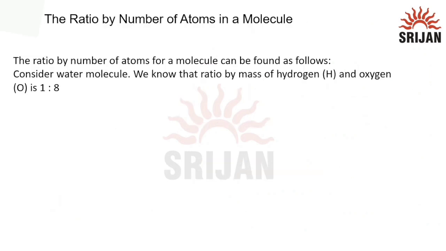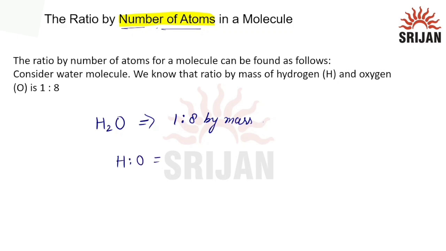Now, the ratio by number of atoms in a molecule. We discuss an example of H2O. 1:8 is actually the ratio by mass. Now we want to calculate the ratio by number of atoms. So what do we have to do? We just have to write the number of atoms. Hydrogen is 2 and oxygen is 1. So it is the ratio by atoms. If I want to calculate it systematically, see here.